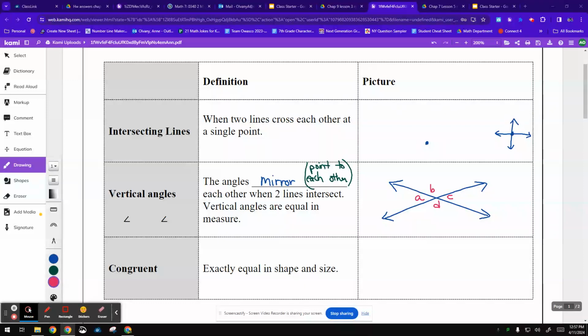Okay, so intersecting lines cross each other. They look like this, and they cross in a point.